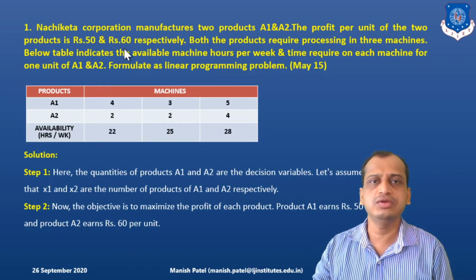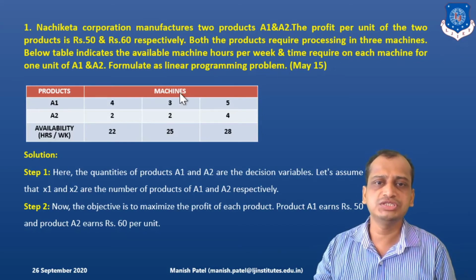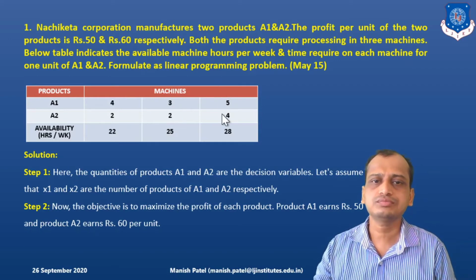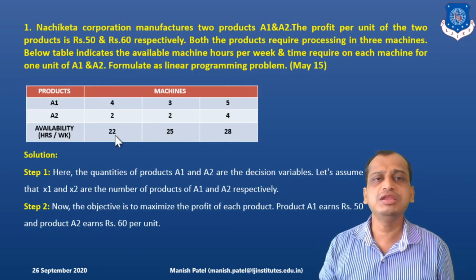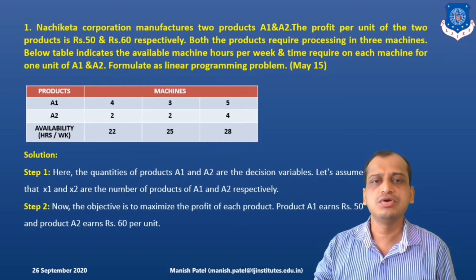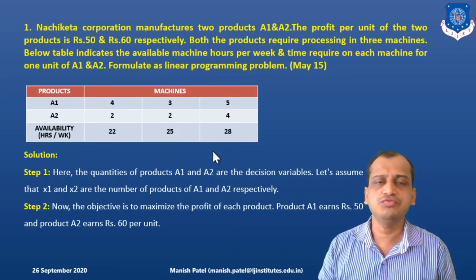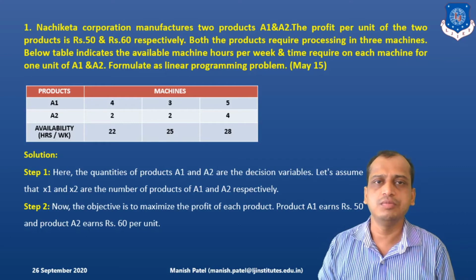From A1 and A2, the profit is also given, right? The processing times for the three machines, M1, M2 and M3, are also given. And the availability of these three machines per week is also given: 22 hours for the first machine, 25 for the second machine, and 28 hours per week for the third machine.